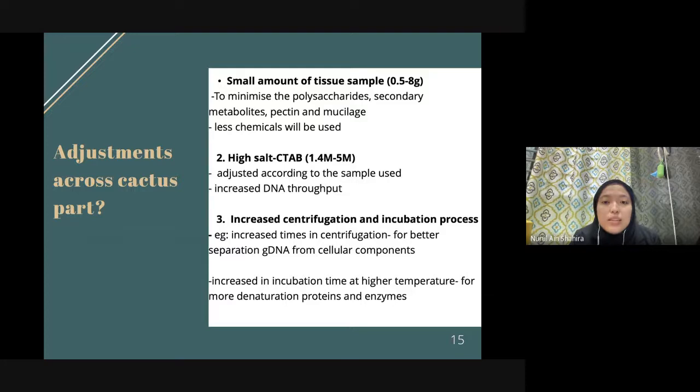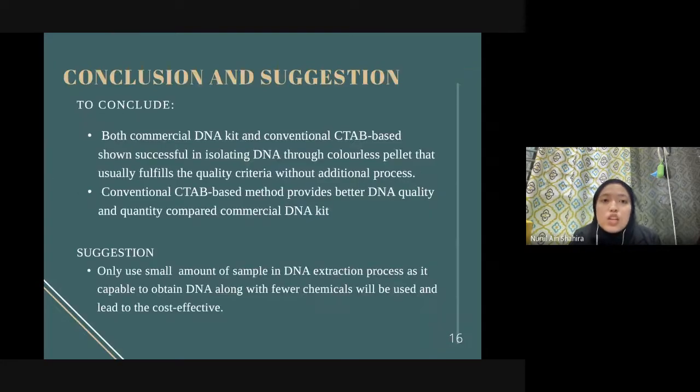And the last adjustment is increased centrifugation and incubation process. So to conclude, both the commercial DNA kit and the conventional CTAB-based method show success in isolating DNA through colorless pellets that usually fulfill the criteria without additional process. To compare these two methods, CTAB provides better DNA quality and quantity as compared to the commercial DNA kit. However, the commercial DNA kit is still able to isolate DNA and still falls in the acceptable range.